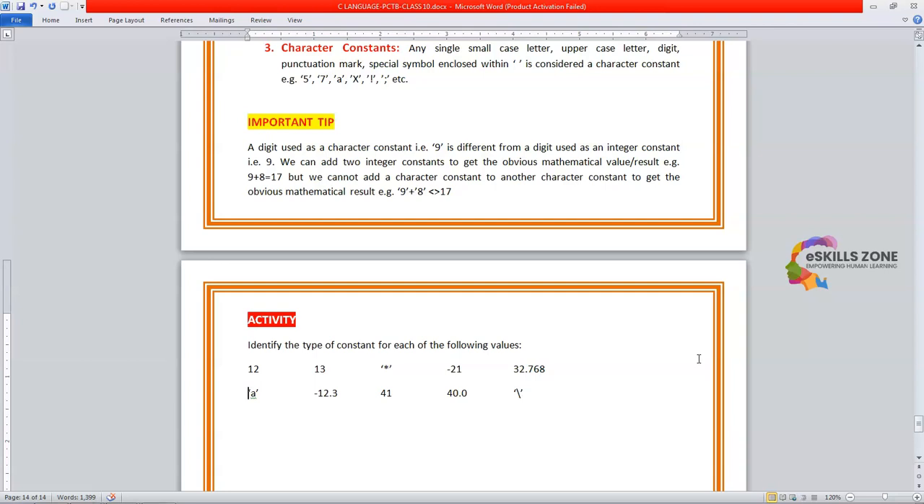Now you can see a small a enclosed in single quotes is considered a character constant. Here you can see minus 12.3, it is considered a negative real constant because it has a decimal part. Here you can see 41, a positive integer constant. Here you can see again a decimal point, so it is considered a real constant. Here you can see a slash enclosed in single quote apostrophe. Now this is considered a character constant.